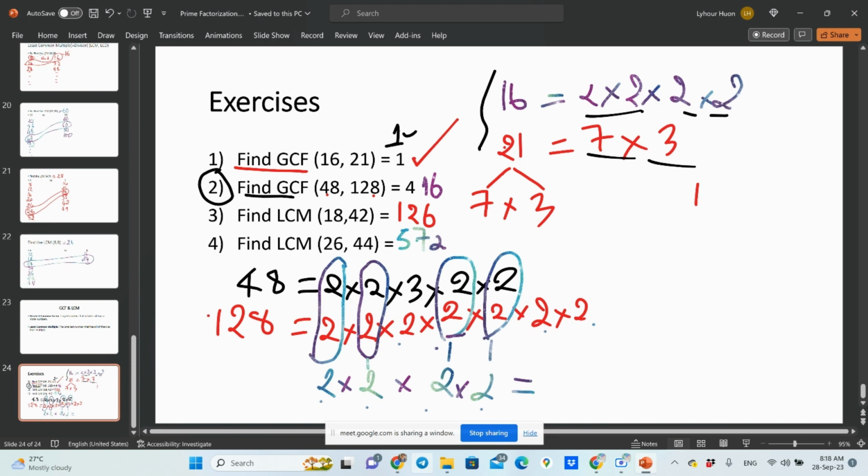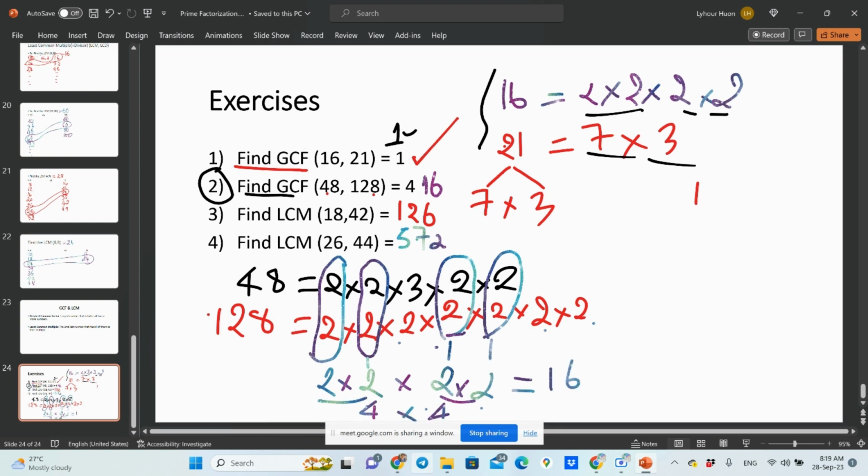No, no. 2 times 2 is 4, times 2 equals 8, times 2 equals 16. 16, right? That is the result. So we can find the GCF by making the prime factors, and the common prime factors multiplied are the result of the GCF. This is another way to do it. Maybe sometimes both are hard, but this is not confusing.